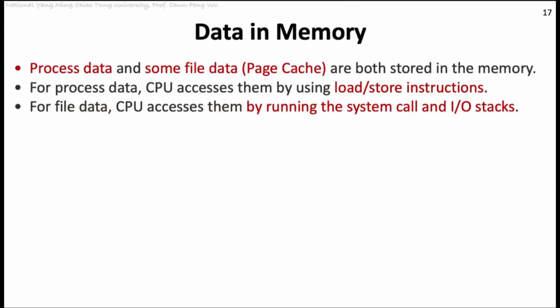Okay, so when we talk about memory, there are different kinds of data in memory. Roughly speaking, there are process data and file data. The reason there is file data is because there is a thing called page cache. Page cache means if you are going to read a movie from your hard disk drive, and there is enough memory space, then the movie will be cached inside the memory.